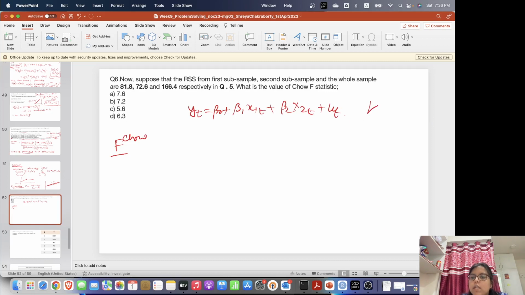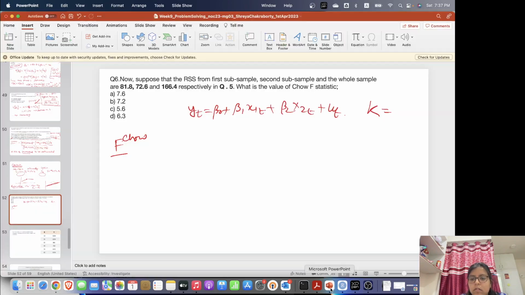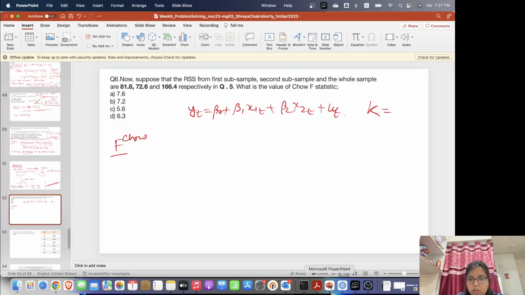So here, what is the value of k? What do you think, what will be k? Anyone? Will it be 2 or will it be 3? Just tell me this one. Three. Yes, it will be 3 because k is equal to the number of parameters estimated.